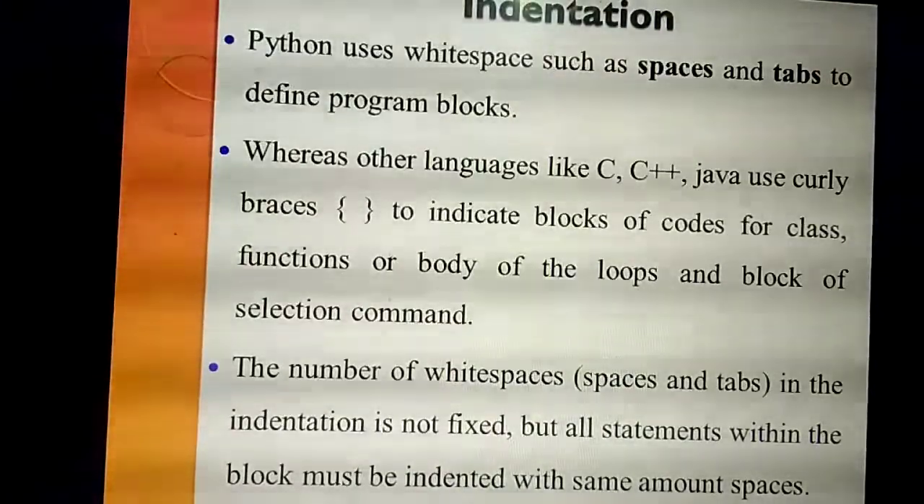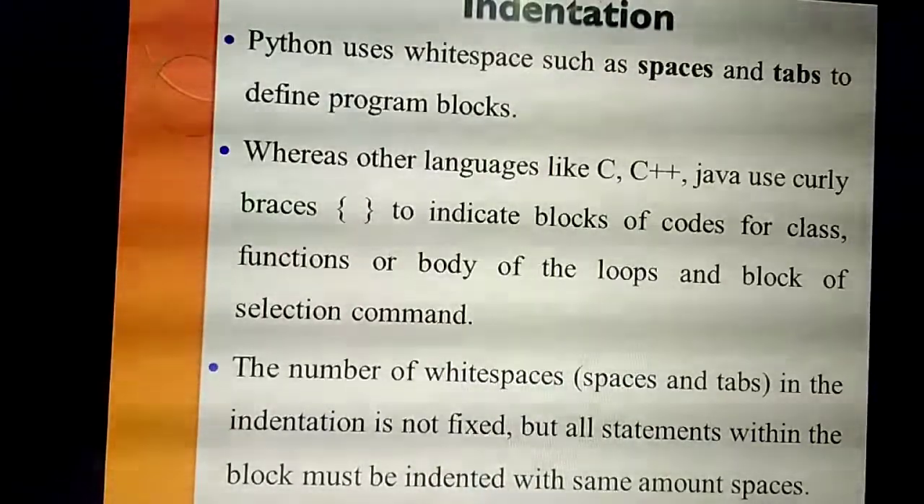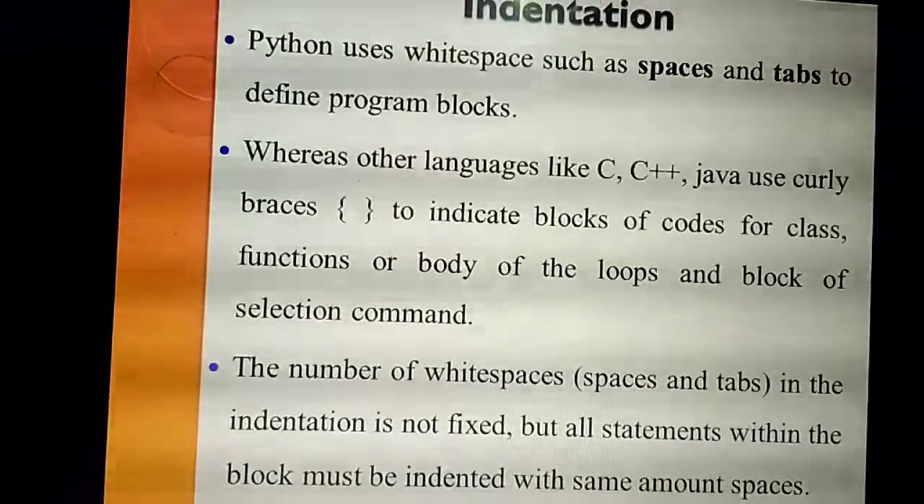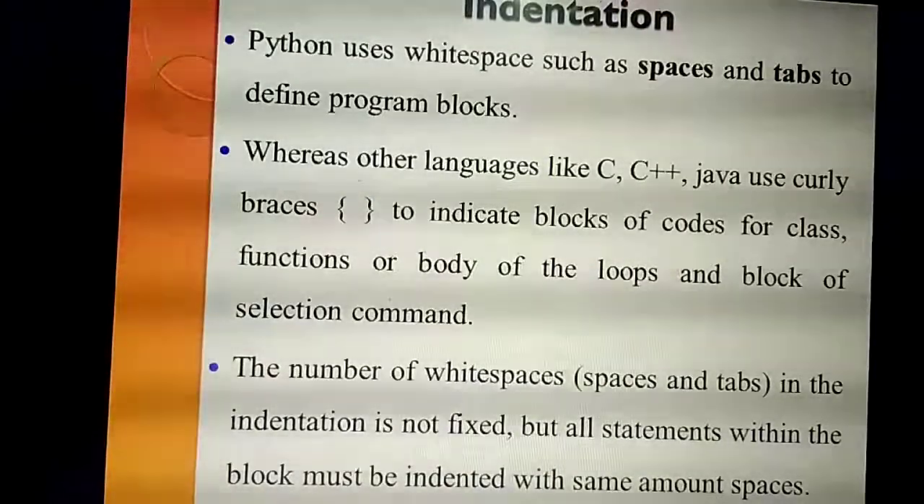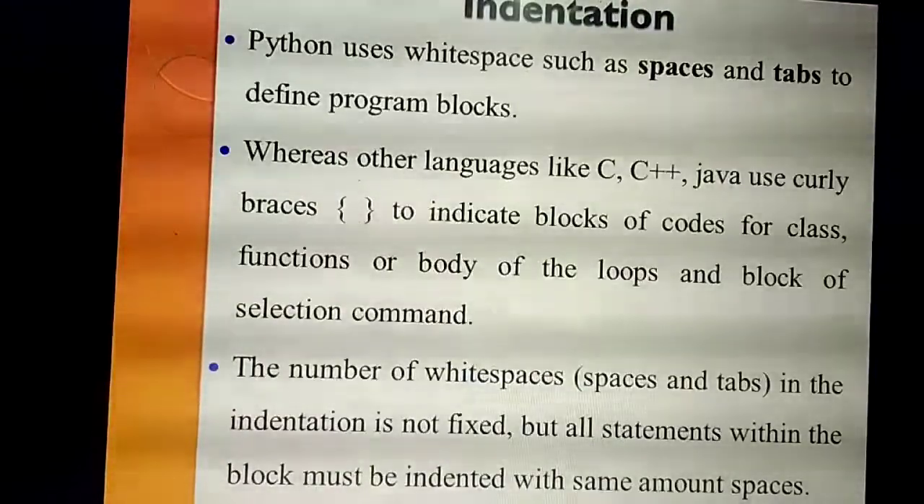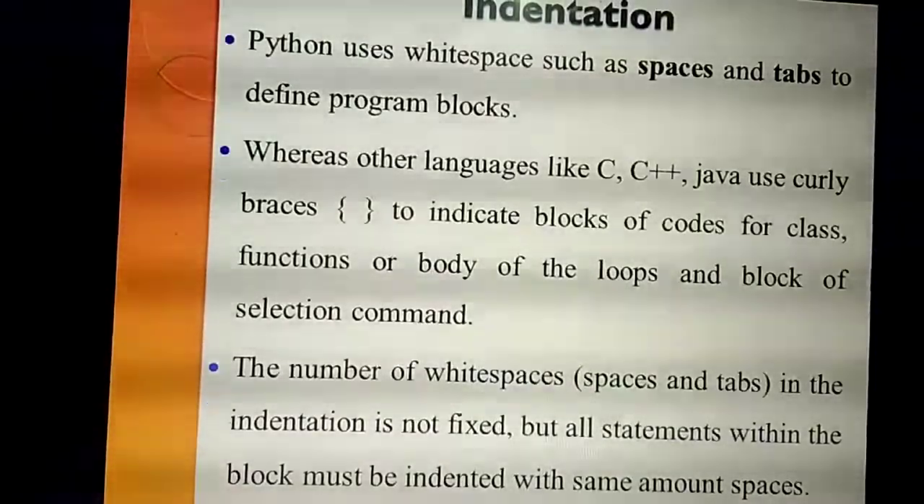Before I complete this session, what are the things I have taught today? Just recall. Functions. What are the functions? The input function and print function. What's the use of the input and print functions? Some example programs also I taught. So please study today itself. Next class I'll continue the remaining things. All the things I taught, please study today itself.